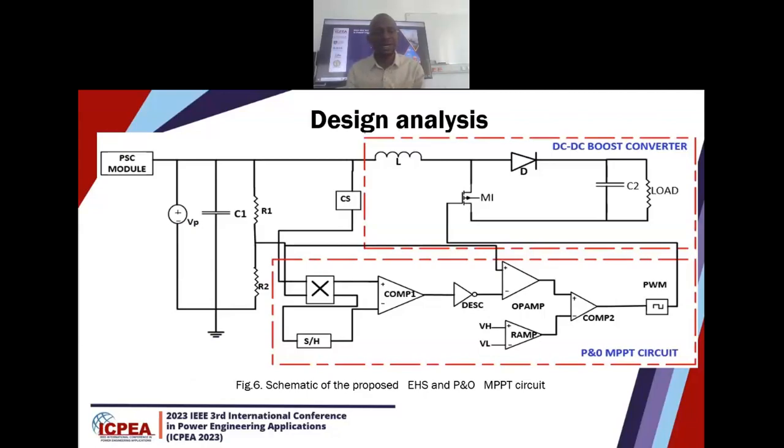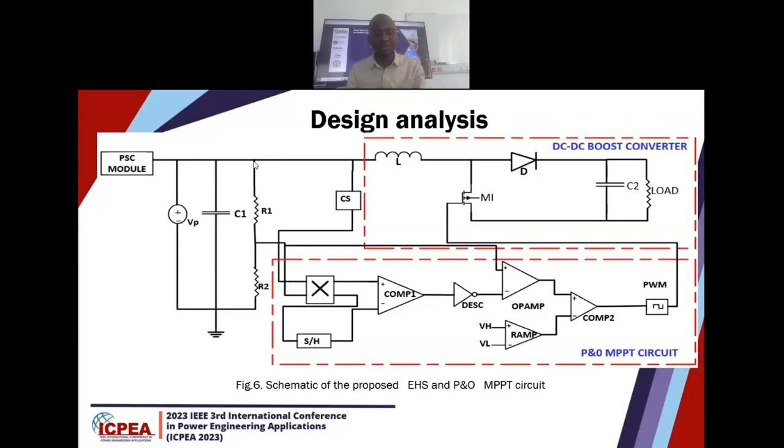And this figure 6 is the schematic of the proposed energy efficiency system and P&O MPPT circuit. As you can see here now, we have the PV module which is connected to the circuit, and like I said before, we have a multiplier circuit which is used to multiply the output voltage from the PV module and the signal from the current sensor.